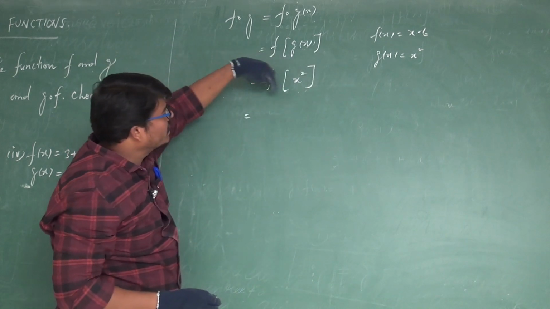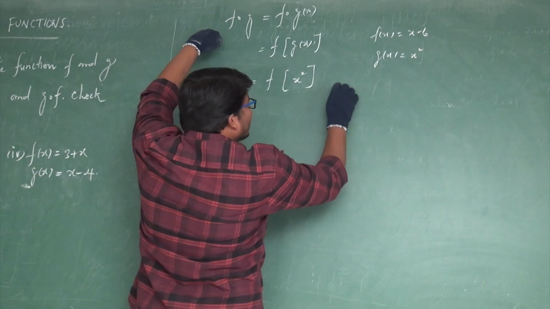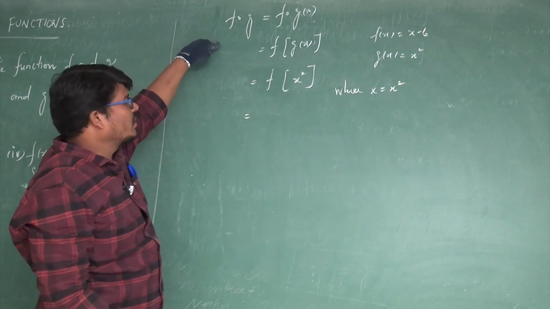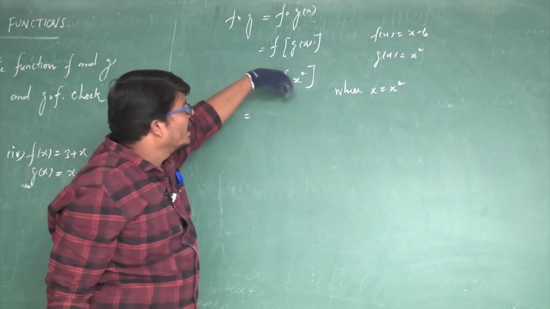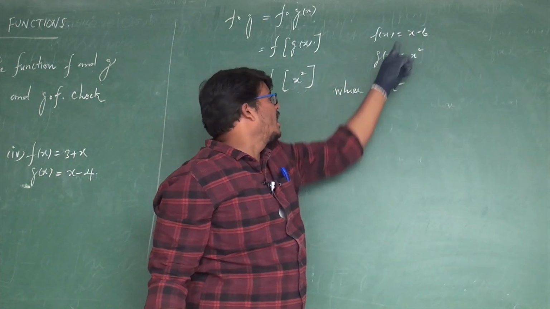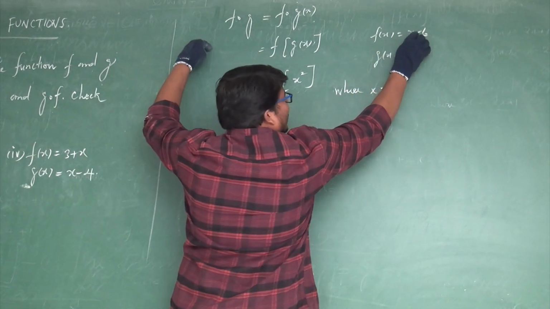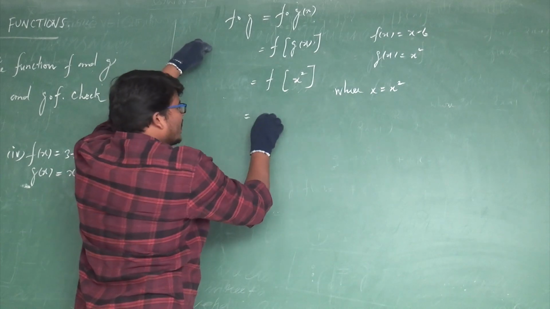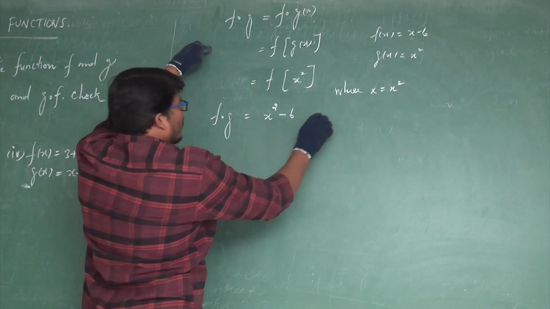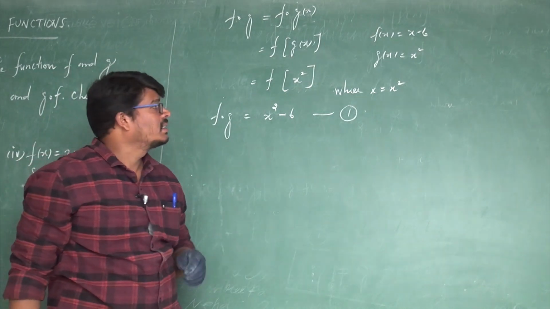The total function is f of x, where x is replaced by x square. Now substitute in f of x: the function f of x is x minus 6, where x is replaced by x square. That gives x square minus 6. That is f dot g, equation number 1. F dot g is x square minus 6.